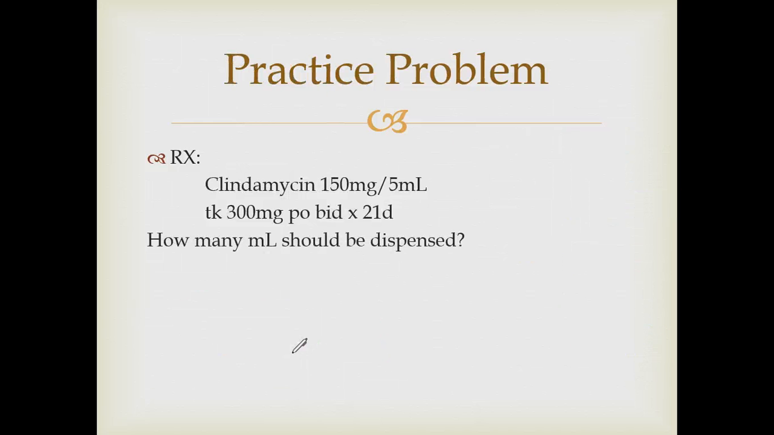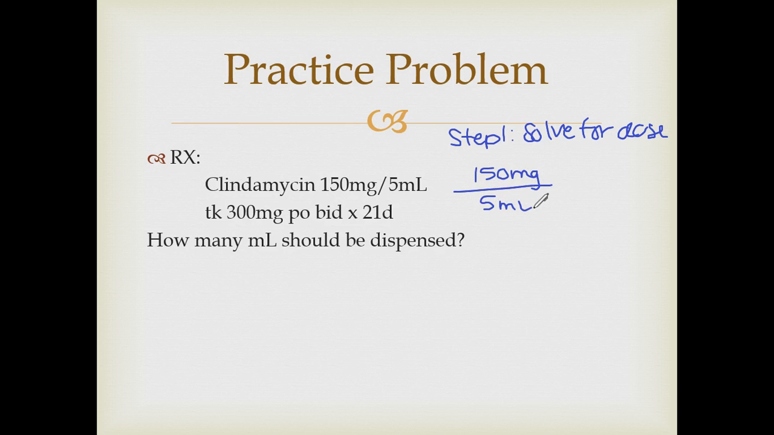Let's take a look at that one more time. So for this particular prescription, it says clindamycin 150 milligrams per 5 mL. Take 300 milligrams by mouth twice a day for 21 days. So step 1 here, I'm going to go ahead and solve for my dose. So I know that what's available to me is 150 milligrams per 5 mL. The prescription calls for 300 milligrams, and that's going to be contained in x mL.